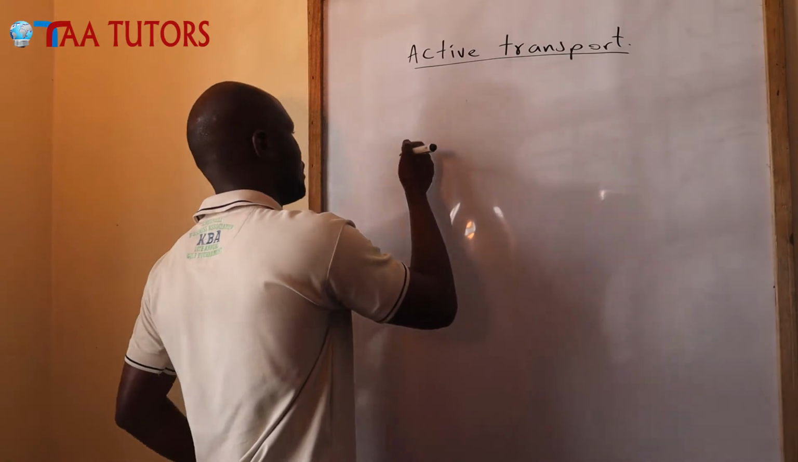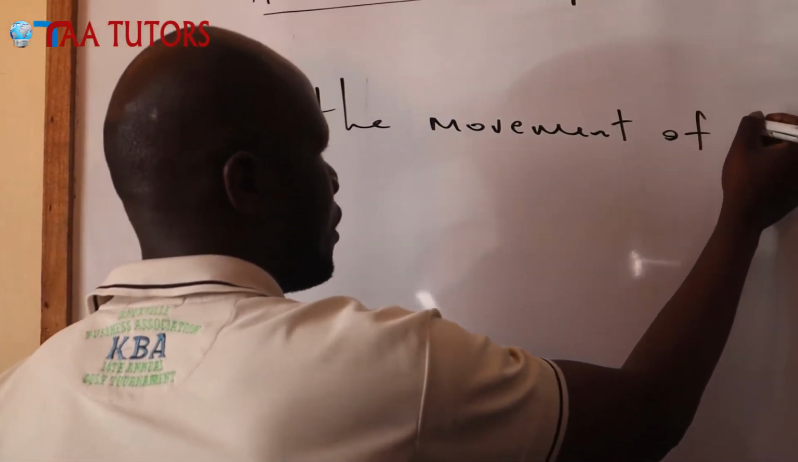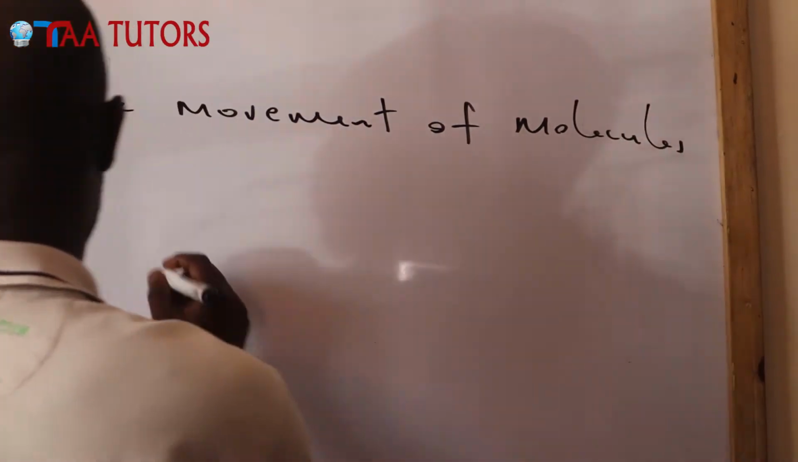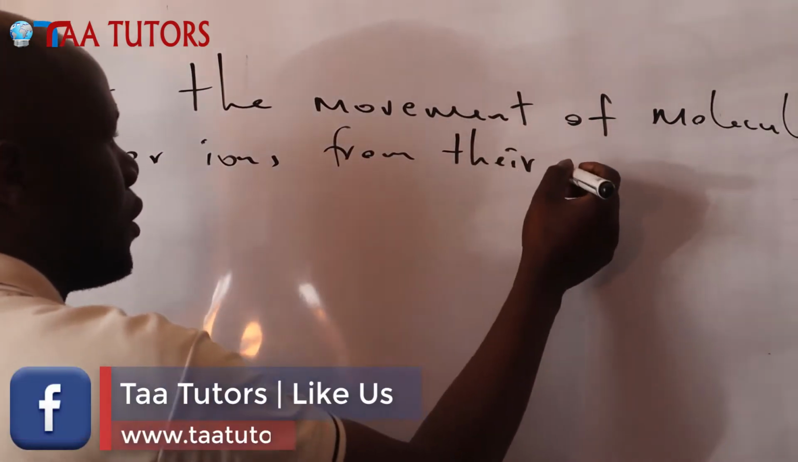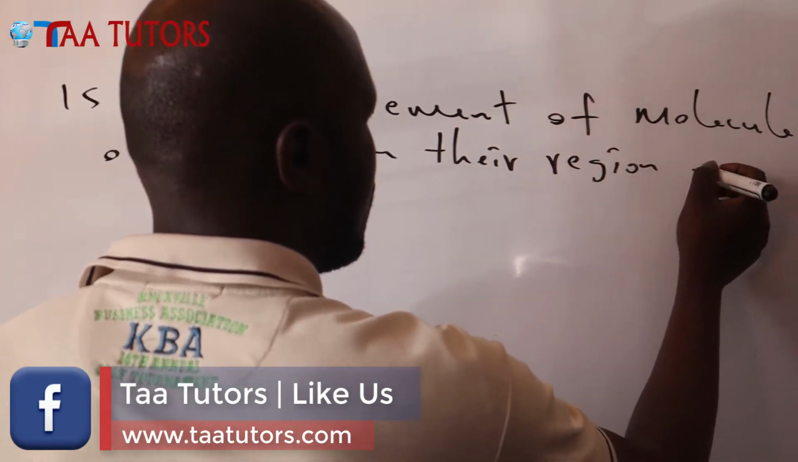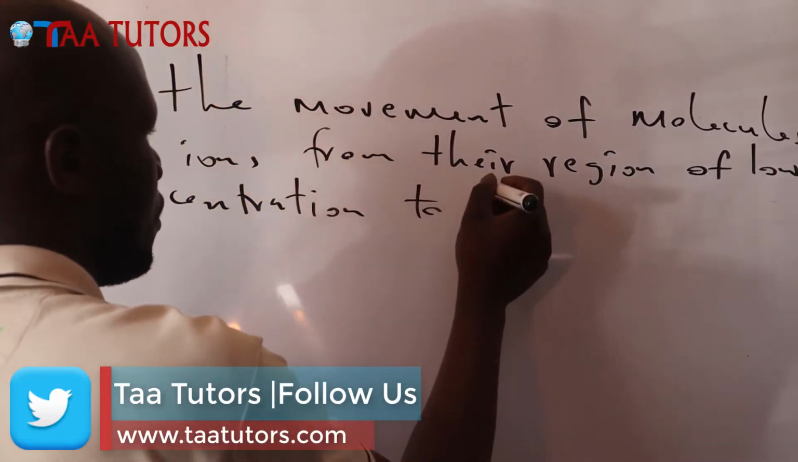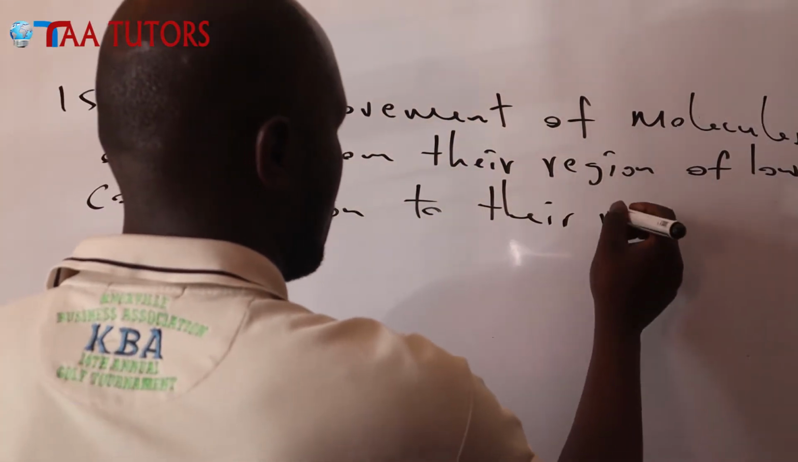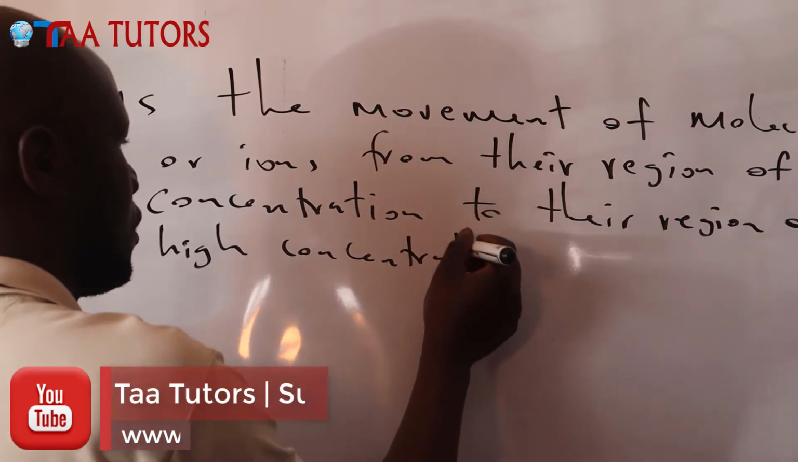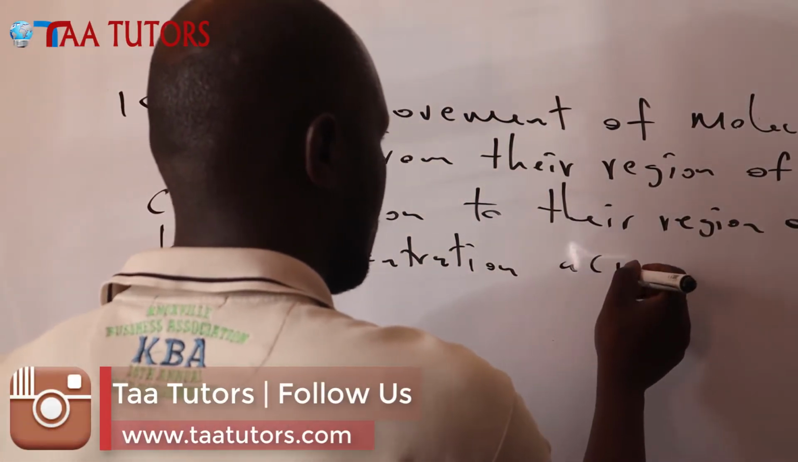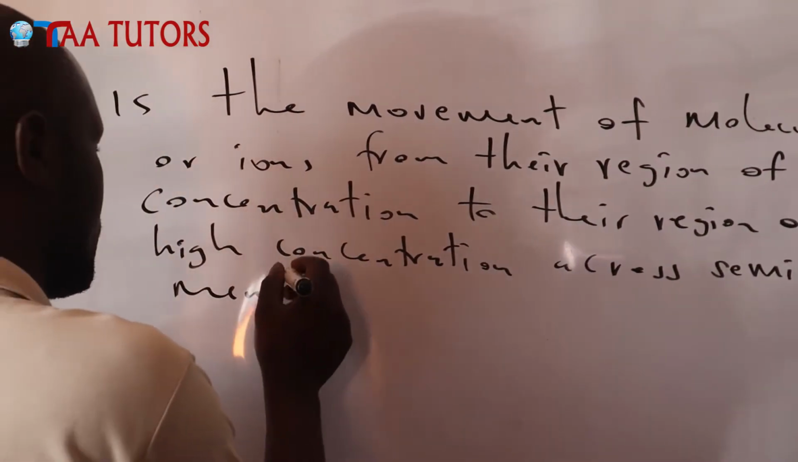We can say that active transport is the movement of molecules or ions from their region of low concentration to their region of high concentration, that is passing across a semi-permeable membrane.